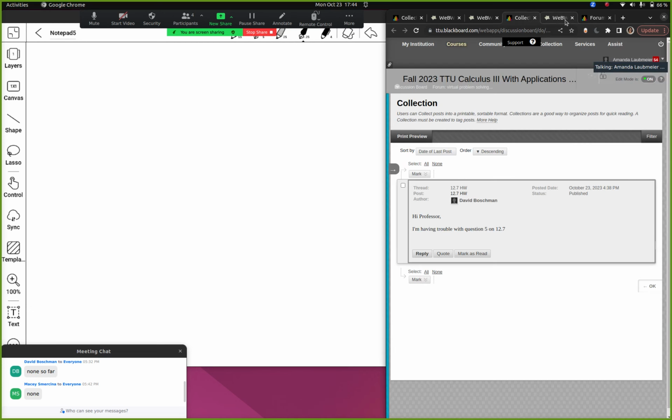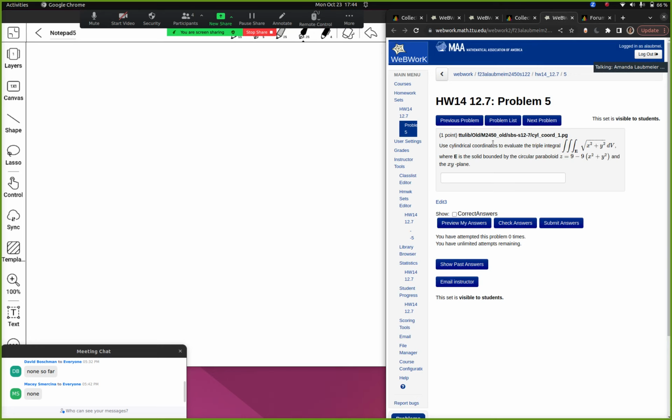The last request was for problem 5 in section 12.7. Use cylindrical coordinates to evaluate this integral. So I'm going to go ahead and write that down: the integral of root x squared plus y squared dV, where the region E is between z equals 9 minus 9 times x squared plus y squared, and the xy plane.